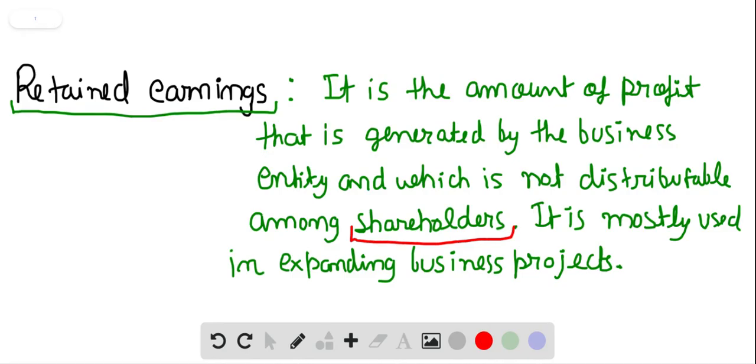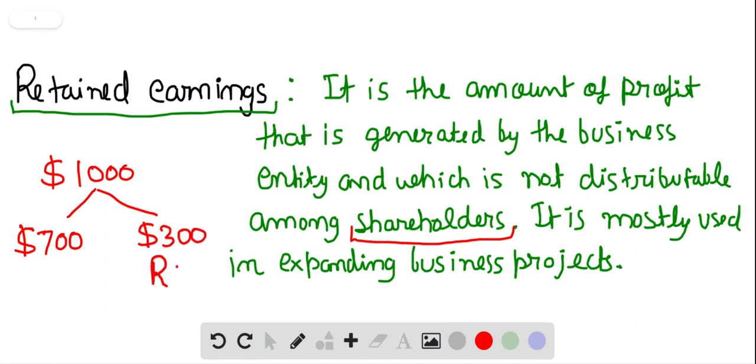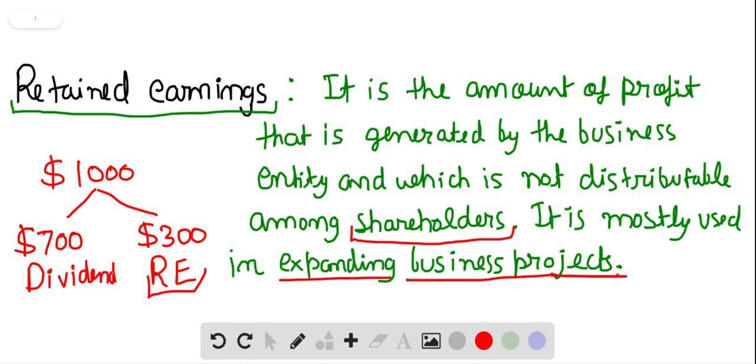Okay, so let's say suppose an entity generates $1,000 of profit in the current year. It is very likely, if the entity is practicing the distribution of dividend to the extent of, let's say, 70%, that is $700, then $300 will be retained earnings and $700 will be the dividend component. The dividend component will go to shareholders, and retained earnings will be used for expanding business projects. Because sometimes the company will be in need of funds, so this portion is always kept, so that the company will never run short of funds.